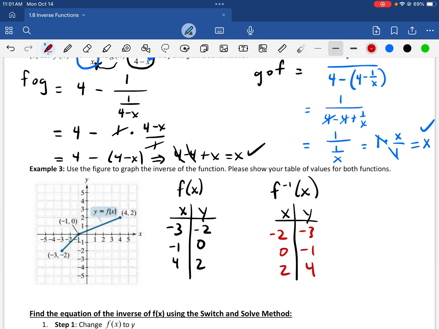All right, and so let's see if we graph those. (-2, -3) right here, (0, -1), and then (2, 4) right there. And there is that function. So if you're just finding the inverse of sets of ordered pairs, just flip their x and y coordinates and you get that inverse.